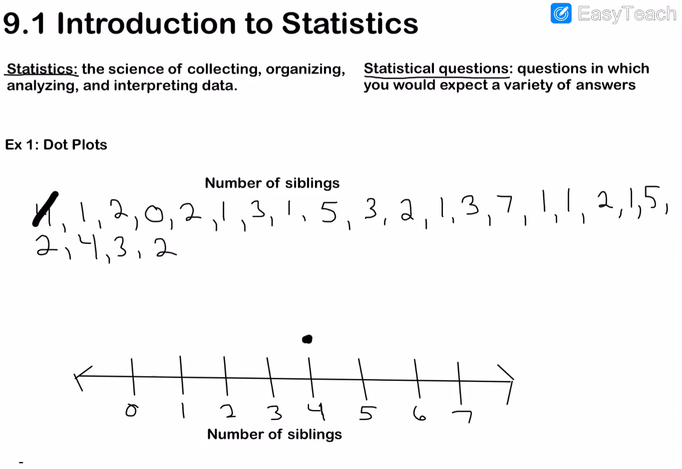Okay, so then I have a 1. I'm going to put a dot at 1, and I'll cross that out. Then we have 1 at 2. Cross that out. I have 1 at 0. Okay, I have another 1 at 2, so I'm just going to put it right on top of the first one. Cross it out. Another 1 at 1. 1 at 3. Another 1 at 1. 1 at 5. So I'm just placing dots where they go on this chart.